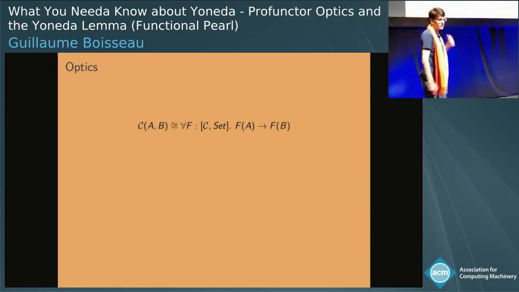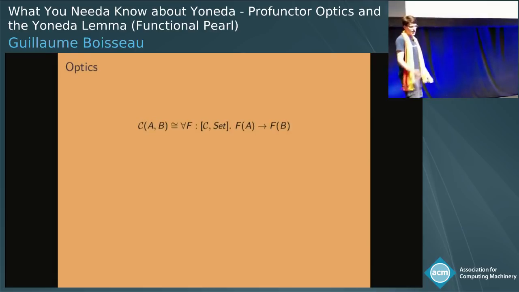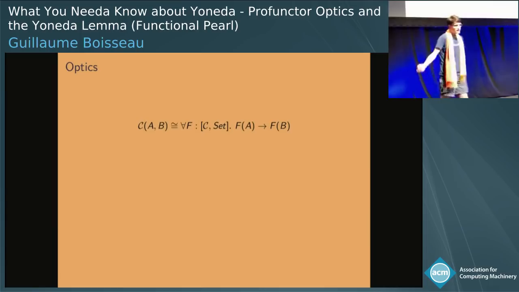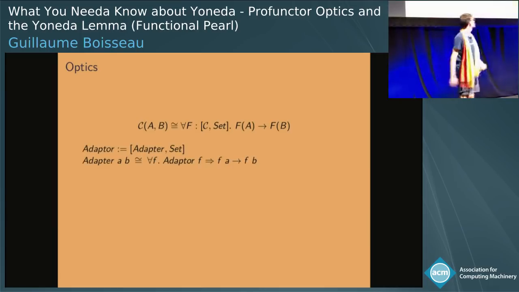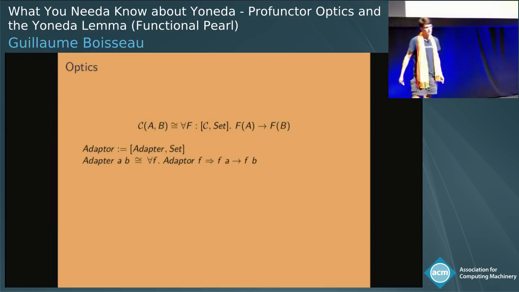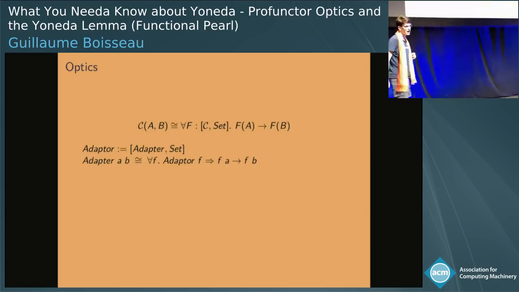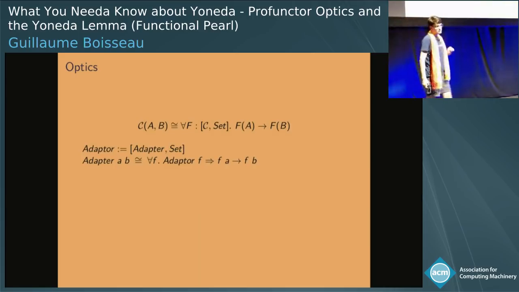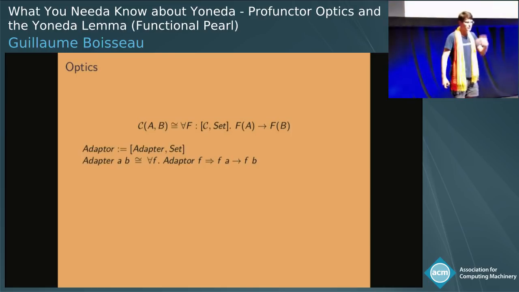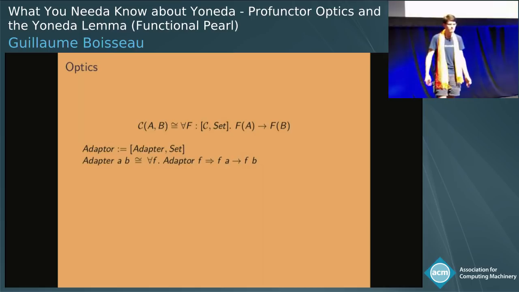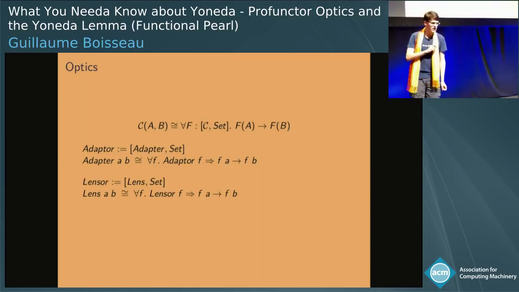And this is where the double Yoneda embedding comes in. So if I stare again at the formula over there, let me define adaptors. Notice there's an O here. Adaptors being those functors from adapter to set. Let's not delve into the details of that, but the lemma tells me that adapters from A to B are isomorphic to this polymorphic formula here. Why not? Let's do the same for lenses.